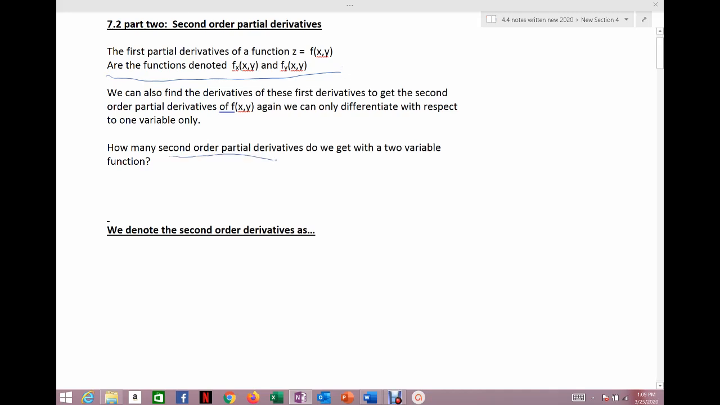So how many second derivatives will we have when we have a two-variable function? Well, the answer is 4. 2 for each of our derivatives. We get 4 second order derivatives.